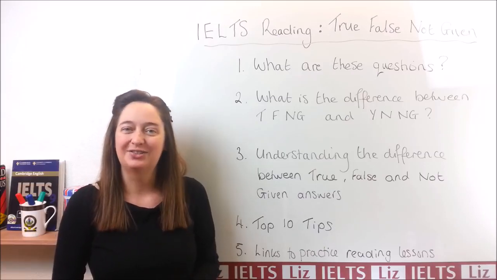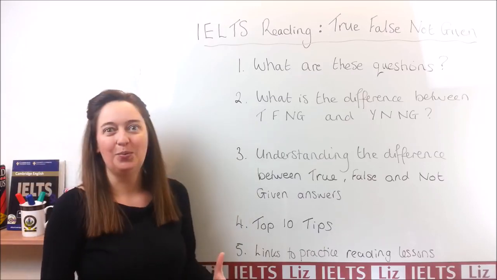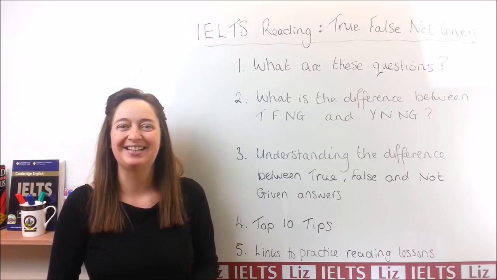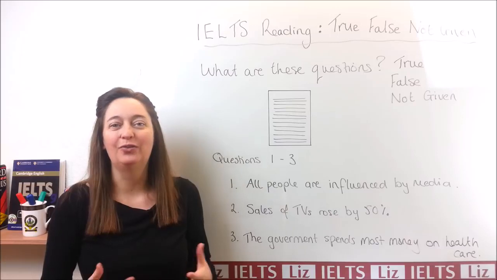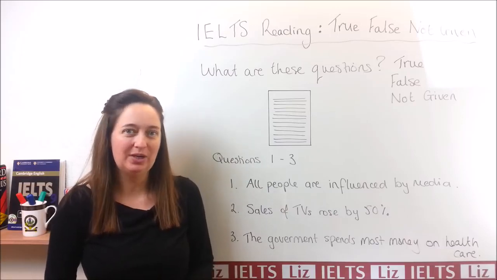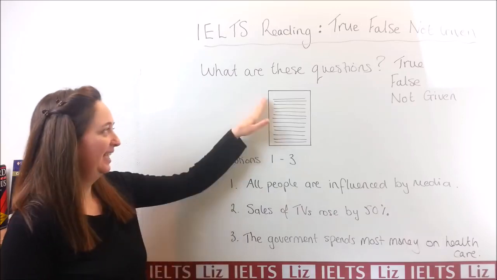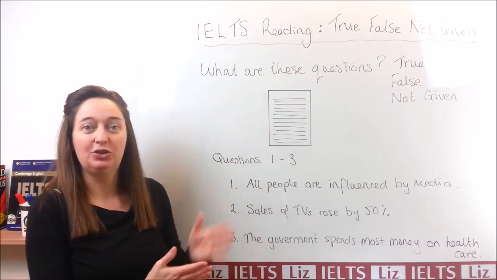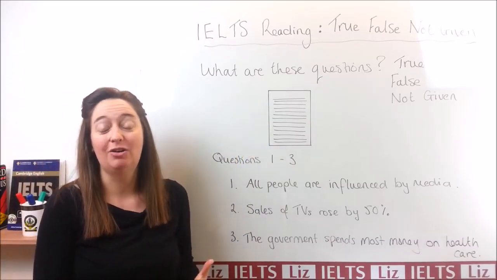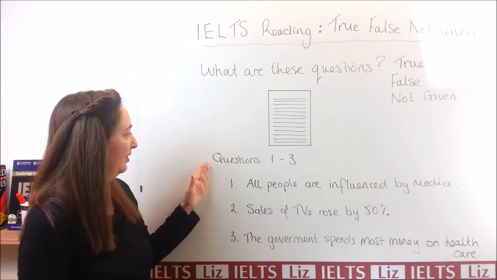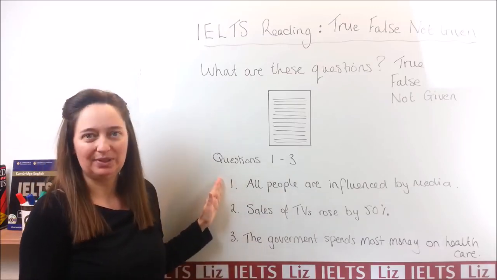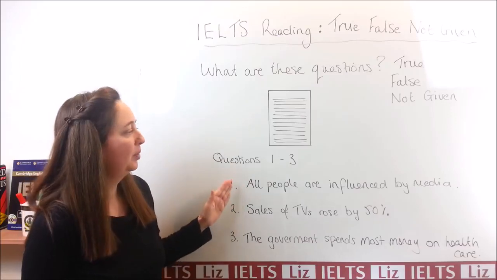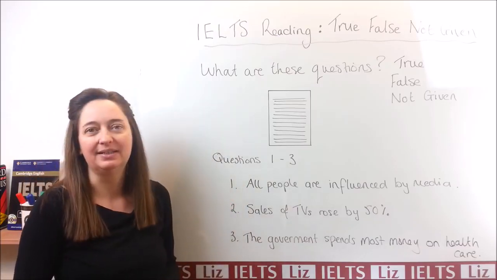So let's start with the first question. What do we have to do for these types of questions? Here is an example of true, false, not given questions. You can see here, this would be your reading passage, your paper, with the article that you need to read, and there will be questions. Each question is a statement. So, for example, all people are influenced by media.